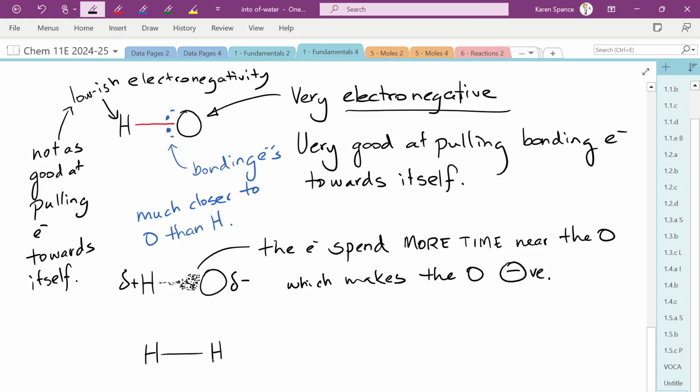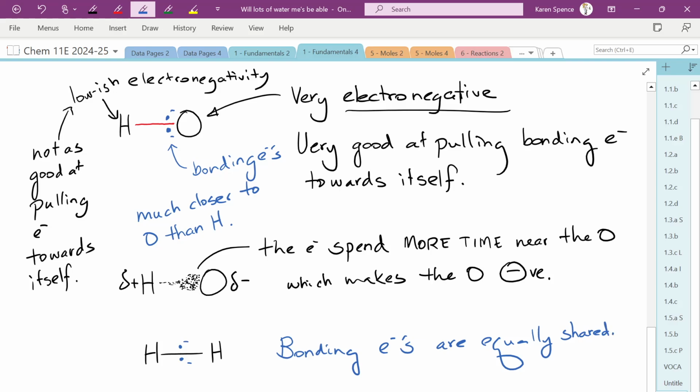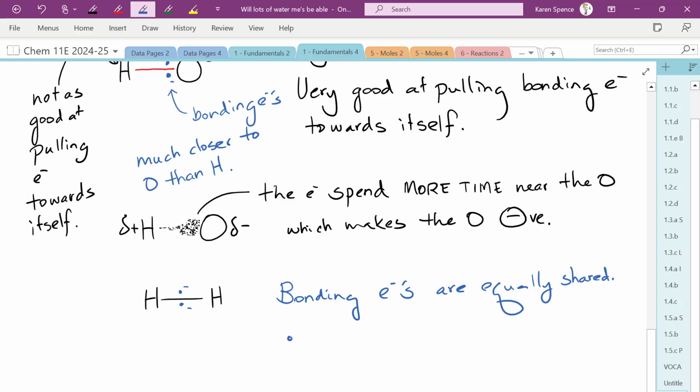Now, what if I bond a hydrogen to a hydrogen? Both those hydrogens have a lowish electronegativity. So they're both pulling on those electrons. One's pulling this way and one's pulling this way with the same force. So where are the electrons going to end up? Right in the center. So what that means is that the hydrogens will be neutral because the electrons are not spending time with one or the other. The bonding electrons are equally shared. They spend the same amount of time with each hydrogen. So therefore, neither of the hydrogens has a positive or negative charge. They are both neutral.